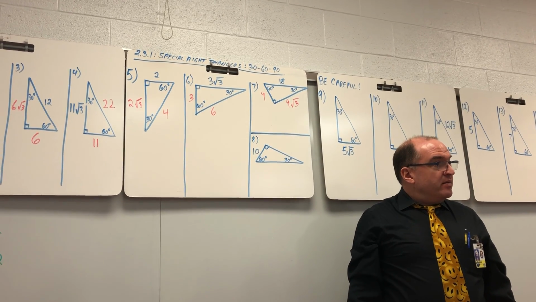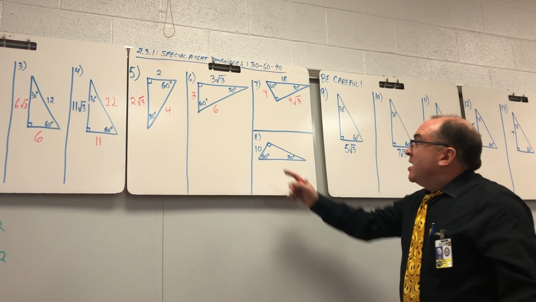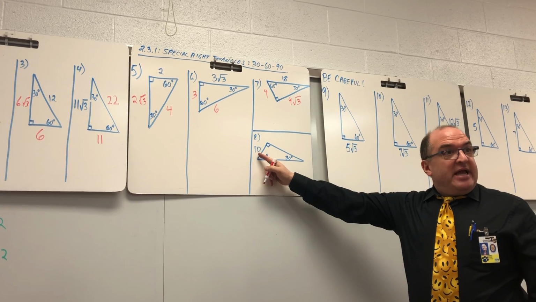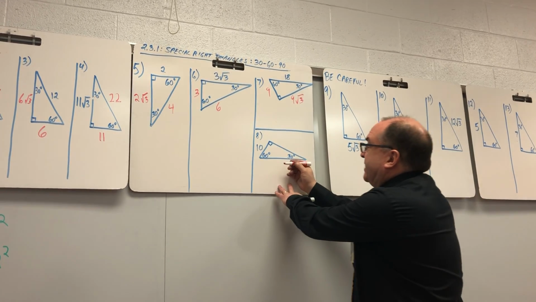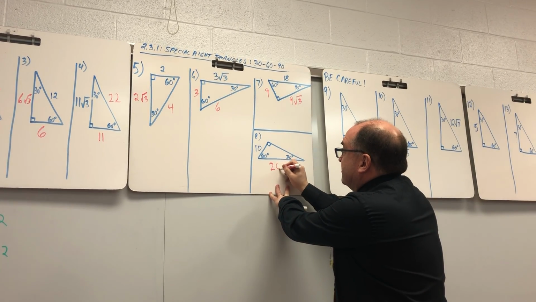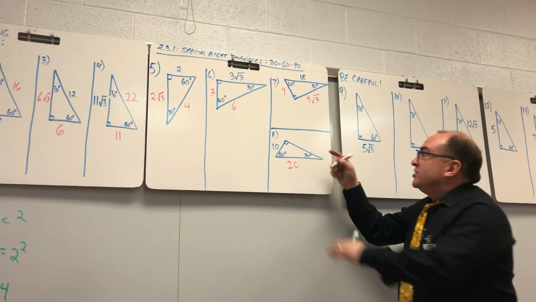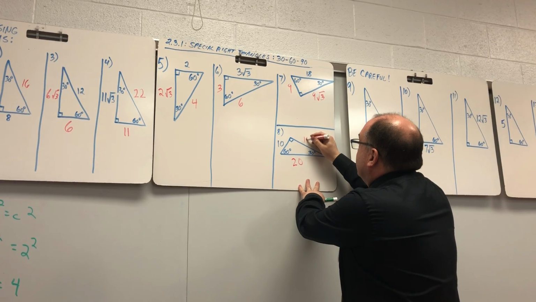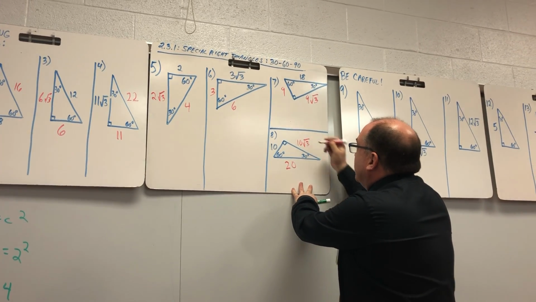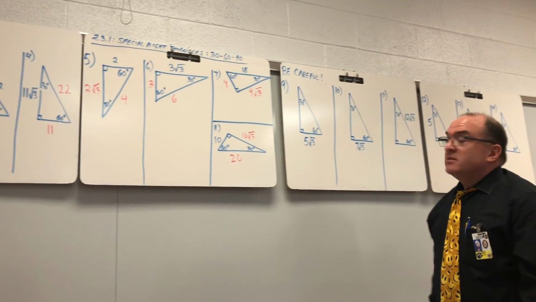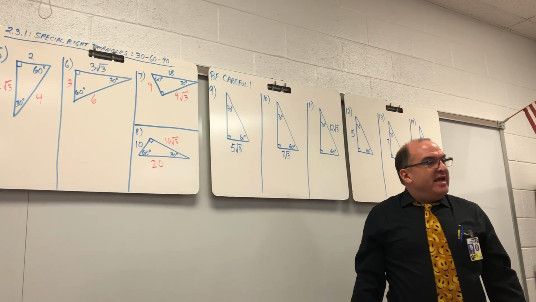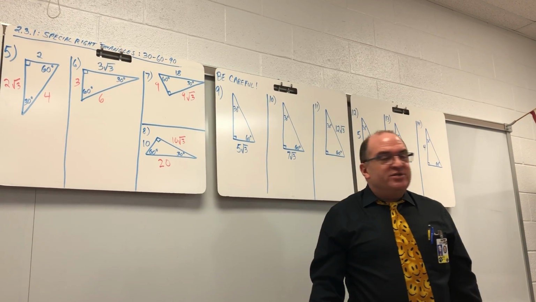Jarrell, we still good? Okay. Over here, short leg is 10. Hypotenuse is 20, right? 10, go ahead, finish saying it. Square root of 3. Good, Trinity. Good job, Taylor.